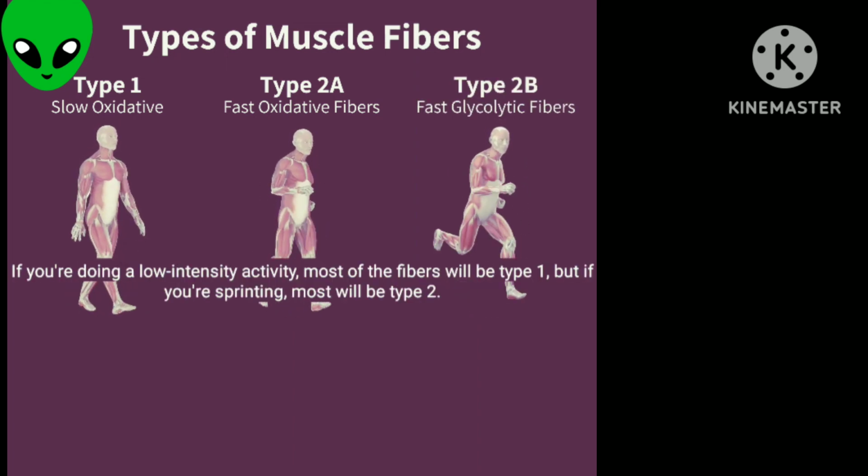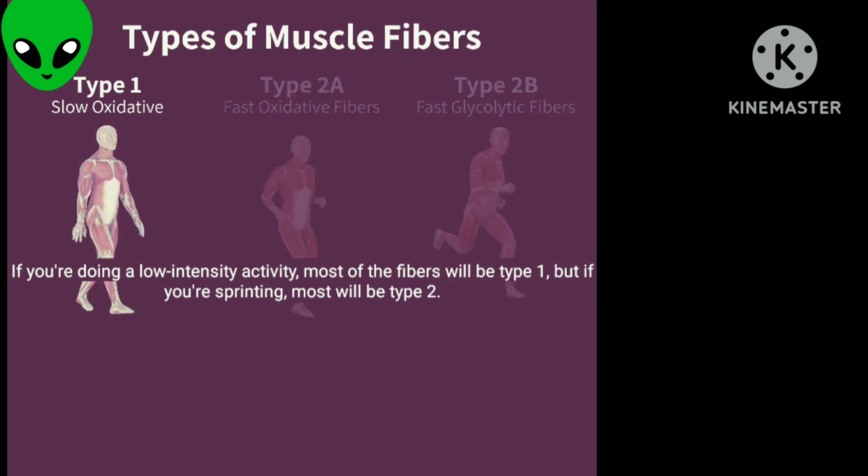If you're doing a low-intensity activity, most of the fibers will be type 1, but if you're sprinting, most will be type 2.